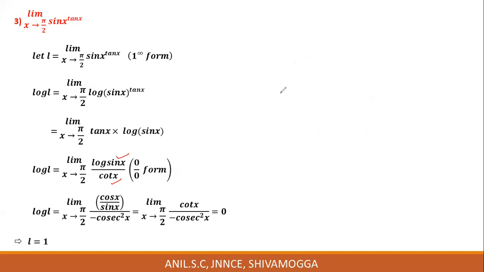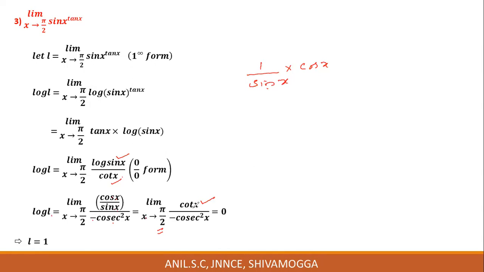Therefore, the derivative of log sin x is 1 by sin x into the derivative of sin x, which is cos x. So cos x divided by sin x, whole divided by the derivative of cot x, which is minus cosecant square x. Therefore, log L is equal to limit x tends to pi by 2 of cos x divided by sin x, which can be written as cot x divided by minus cosecant square x. Now apply limits.